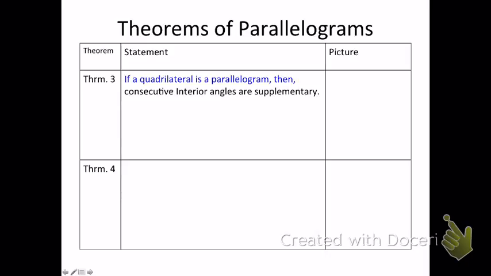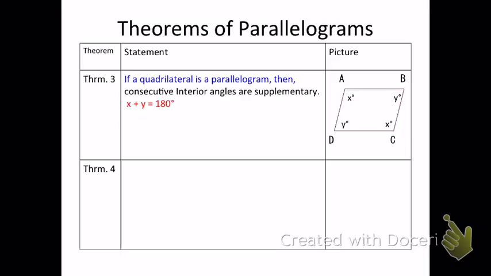Theorem 3 states if a quadrilateral is a parallelogram, then consecutive interior angles are supplementary. Oh, there's that vocabulary word, supplementary. Supplementary means angles that add up to 180 degrees. Consecutive interior angles, we talked about those when we were dealing with parallel lines and a transversal. So let's see what we got. If we have quadrilateral ABCD, what that means is that our angle X and our angle Y are going to add together to equal 180 degrees.